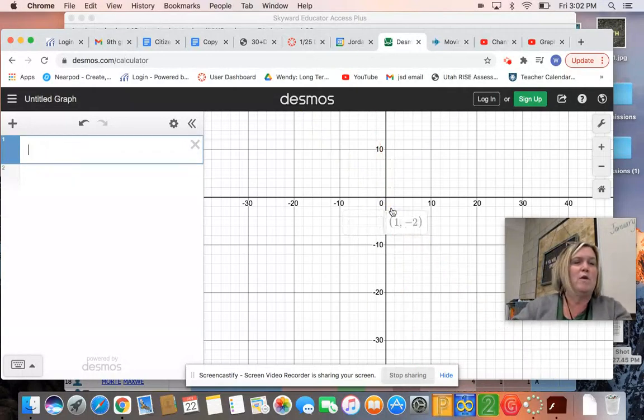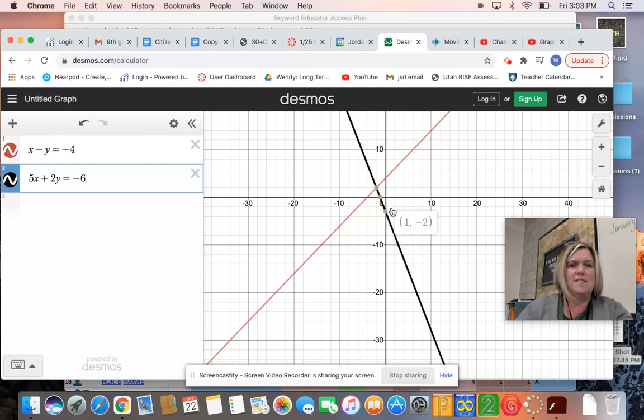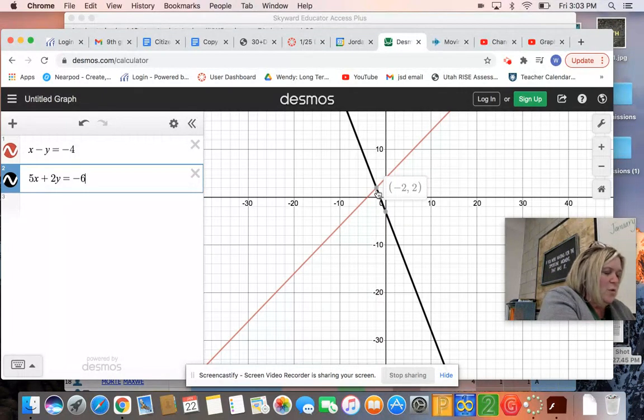Okay, number 4, all you have to write in is x minus y equals -4. And my second equation is 5x plus 2y equals -6. Okay, so where do they intercept? Right there. So our system solution is -2 and 2. So write that in. Okay, beautiful.